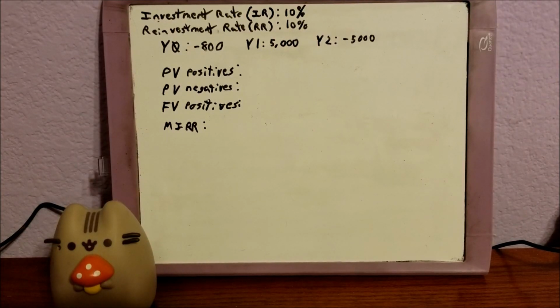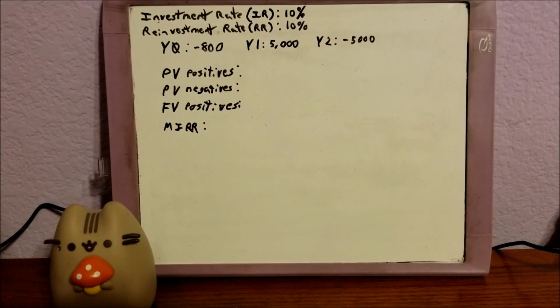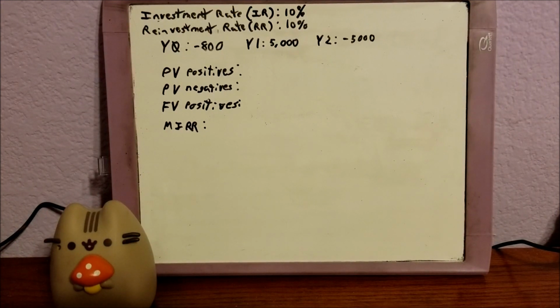Hi everybody, welcome back. Today we're going to be taking a look at calculating the MIRR, or the Modified Internal Rate of Return, using the TI-84 calculator.